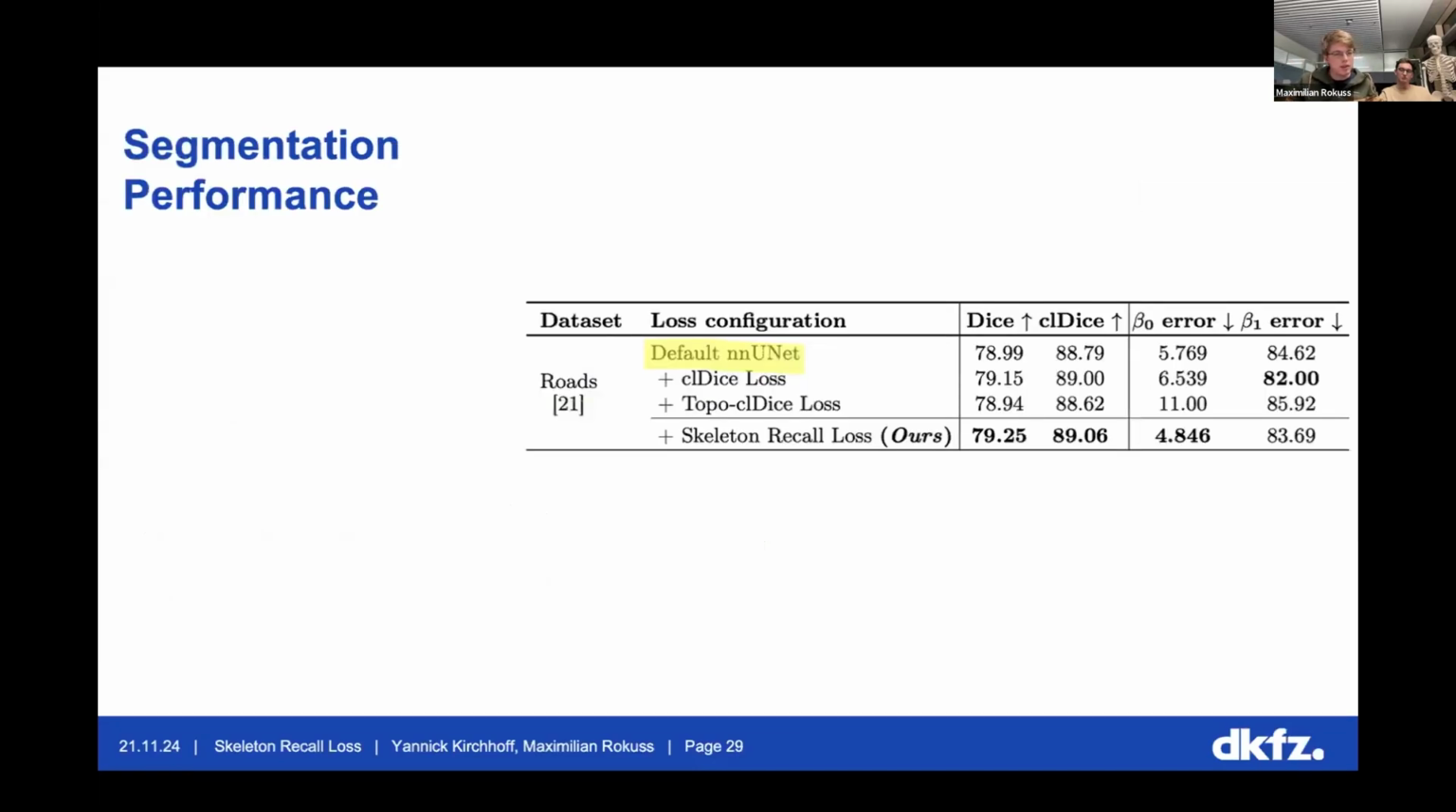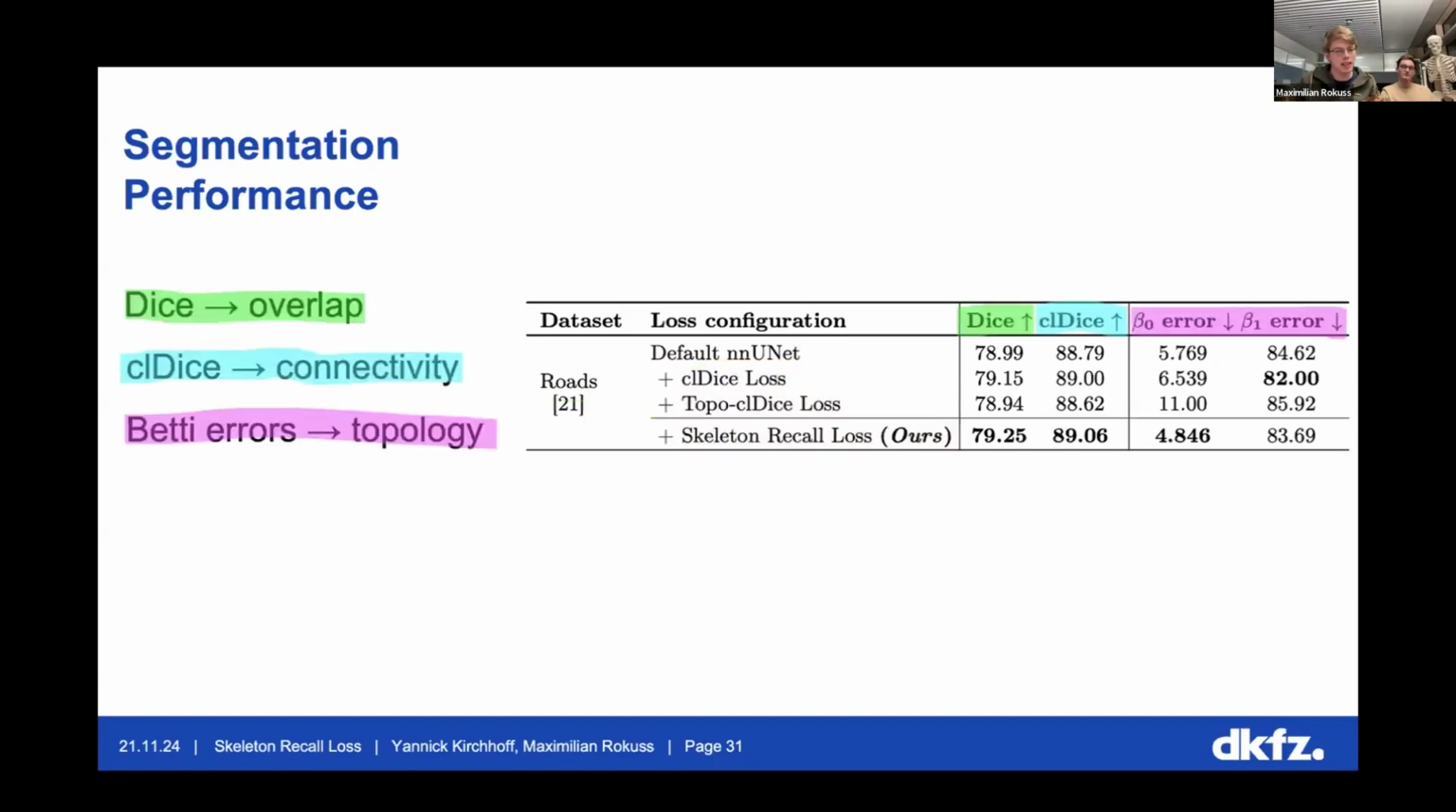And yeah, before I show you the whole results table, because it's quite big and maybe not nice to look at directly, I'll first show you the results for just one data set, to show you what you'll see in a second. So we always show the default nnU-Net result, that's just with Dice and cross entropy. Then we also show the results for the additional topology loss functions, so clDice loss, Topo clDice loss, and of course our skeleton recall loss. And we show the results for all four metrics which I talked about a second ago: Dice for overlap in green, clDice for the connectivity, and then the Betti errors for the topology metrics.